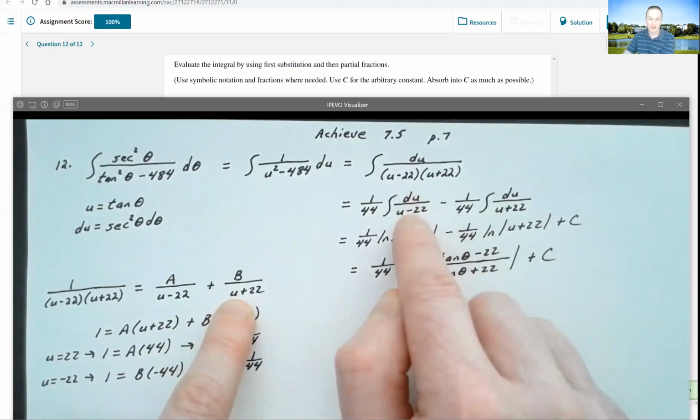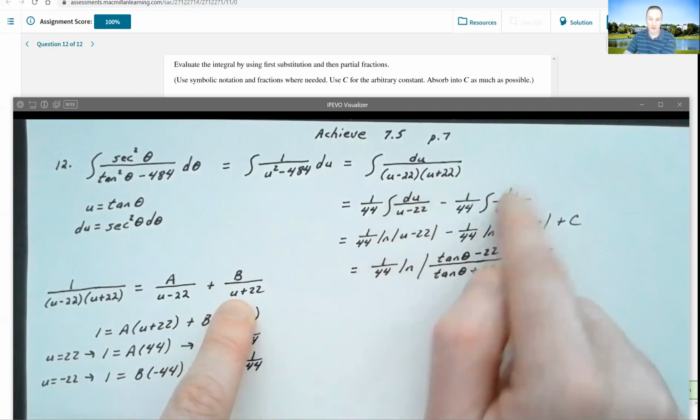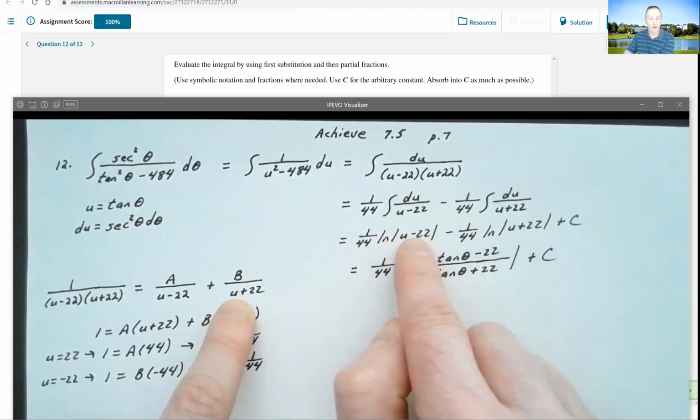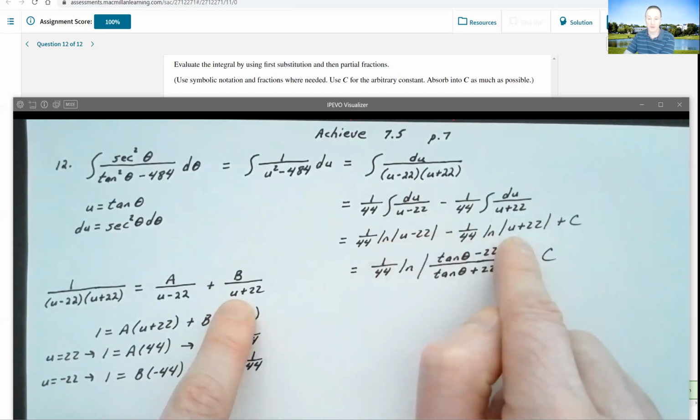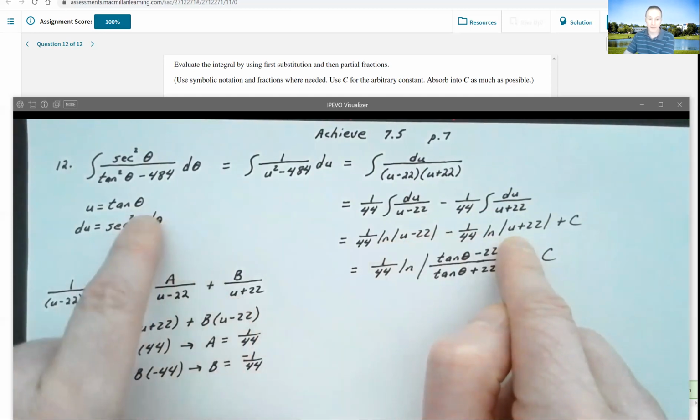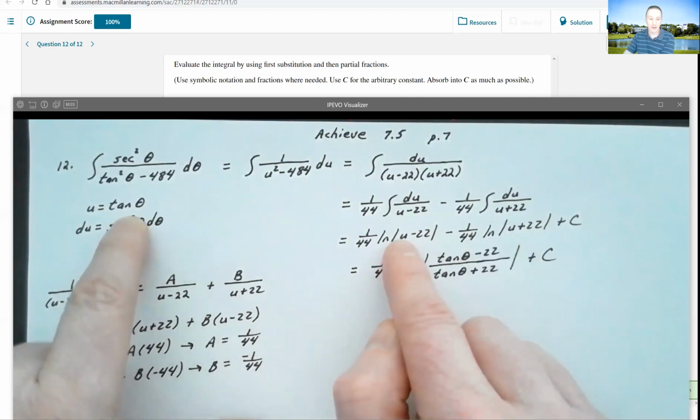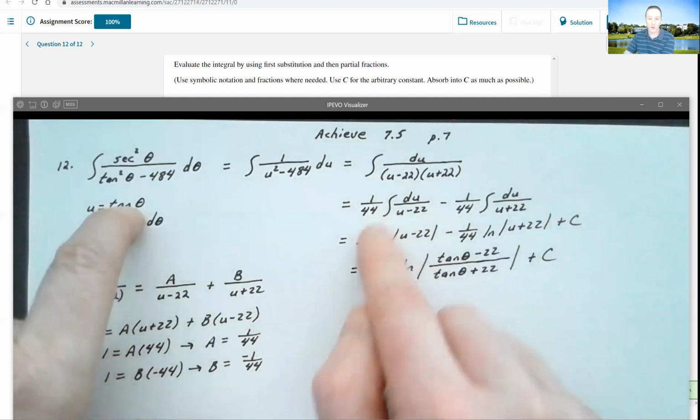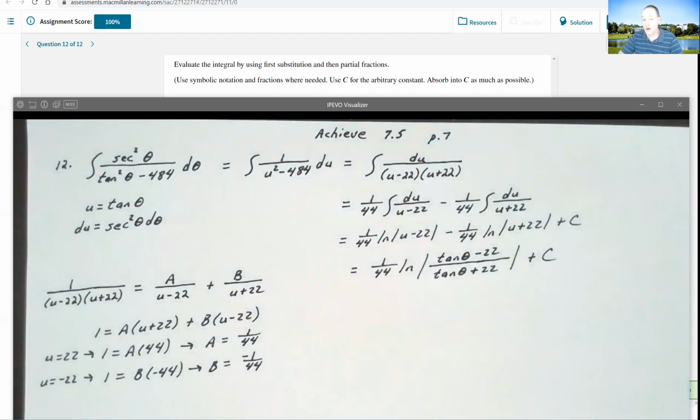Now, in both cases, the derivative of the denominator is in the numerator, so it's just the natural log of the absolute value of each denominator. And then after that, you substitute back in u, which is tangent theta. You get 1 over 44 natural log of tangent theta minus 22, minus 1 over 44 natural log of tangent theta plus 22, plus C, which that answer is fine.